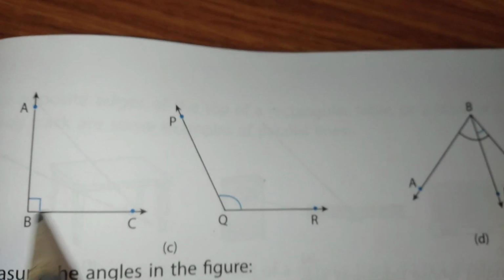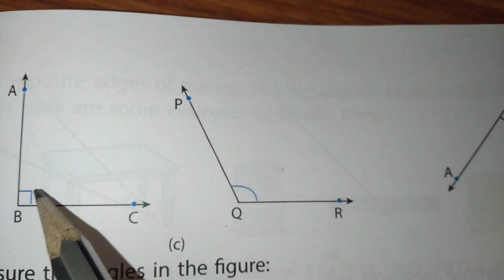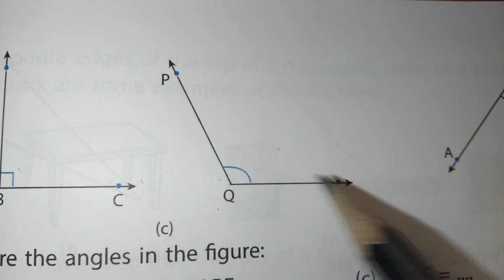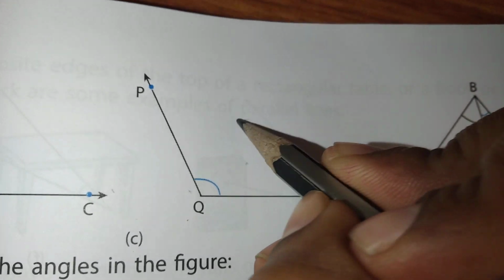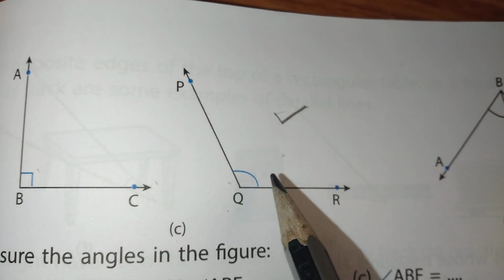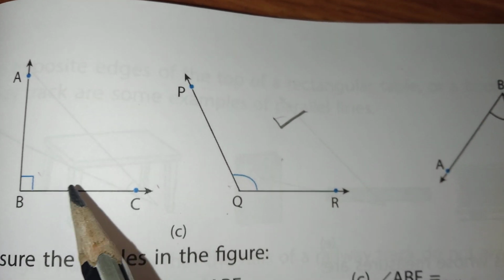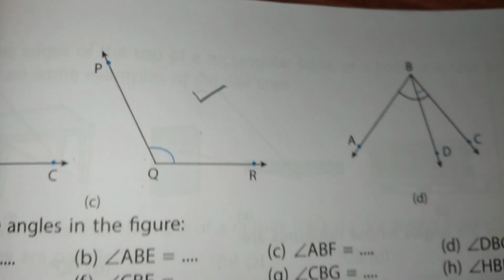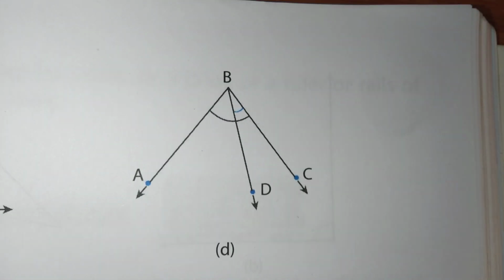Then let's come to the C part. Between angle ABC and PQR, you'll find that angle PQR is of greater measurement than angle ABC. Okay, children? Then let's come to the D part.